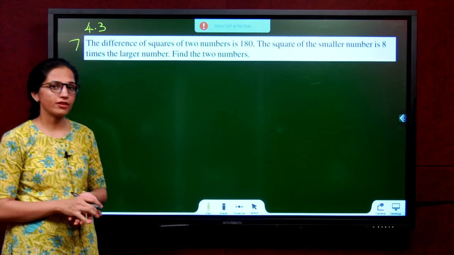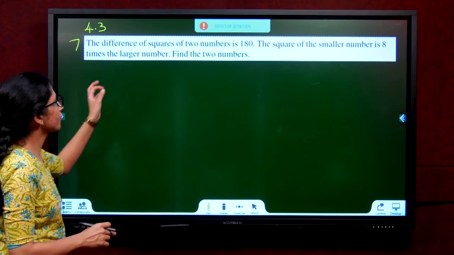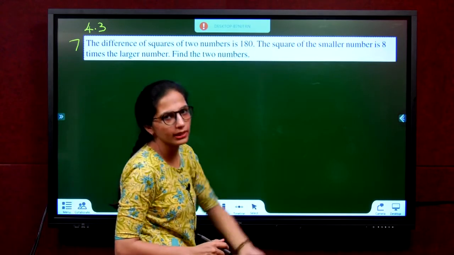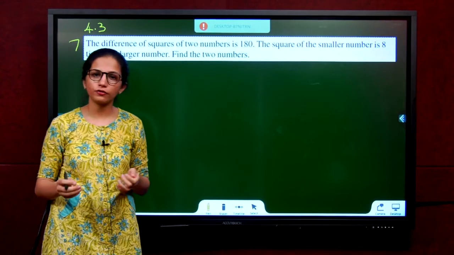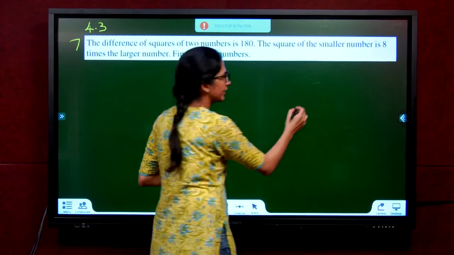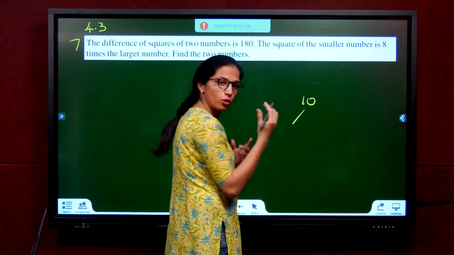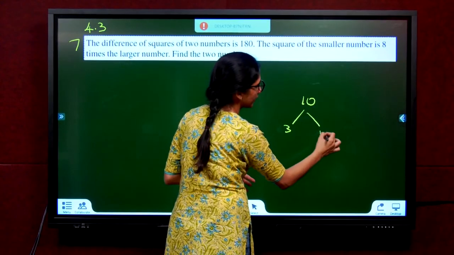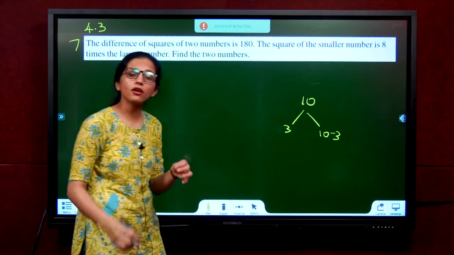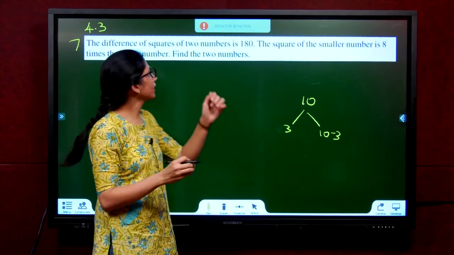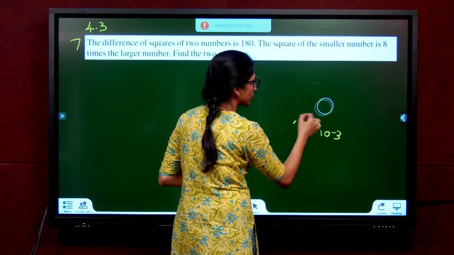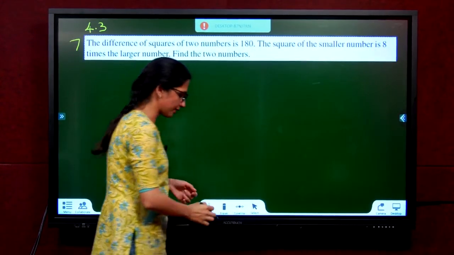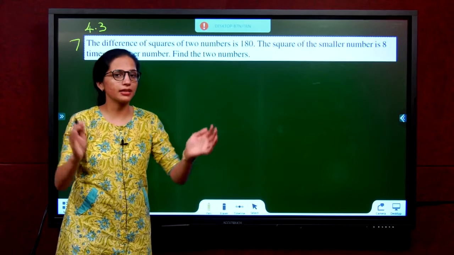Exercise 4.3, 7th question. The difference of squares of two numbers is 180. If it was simply the sum of two numbers or difference of two numbers, no problem. Like how we did the chocolate part, you have 3 chocolates, your friend will have 10 minus 3 chocolates. But here we're not talking about simple numbers. We're talking about the squares of the numbers. So, in such questions, it is okay to take two variables and later we will substitute and make it quadratic.